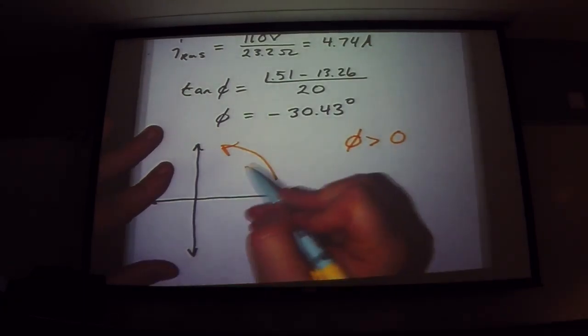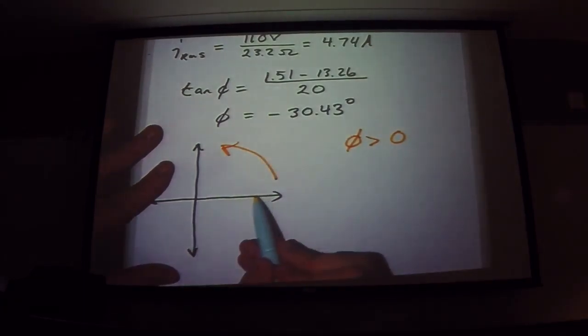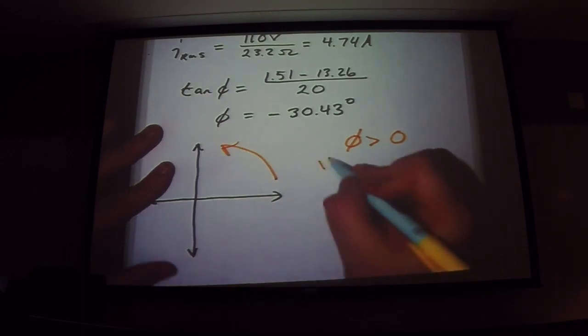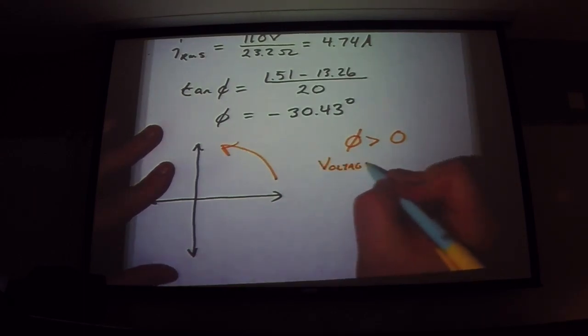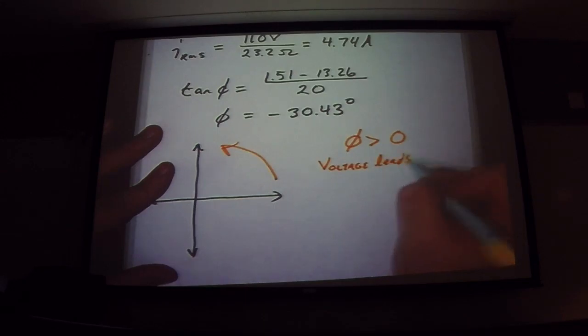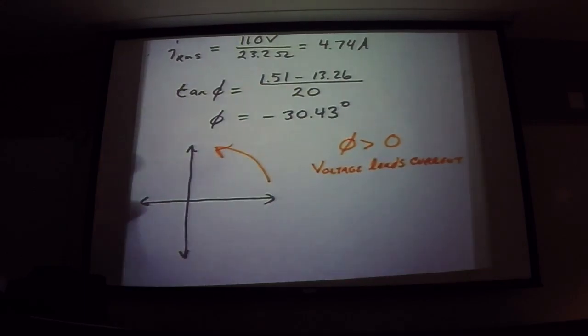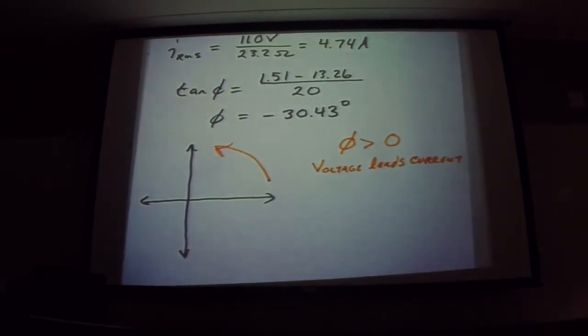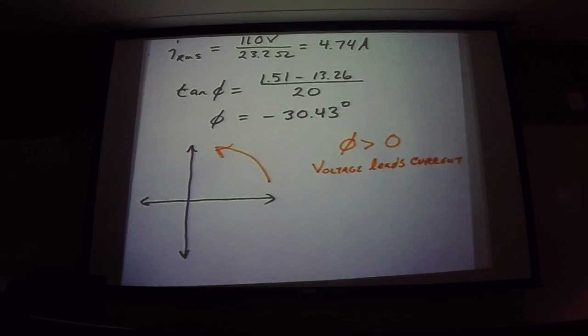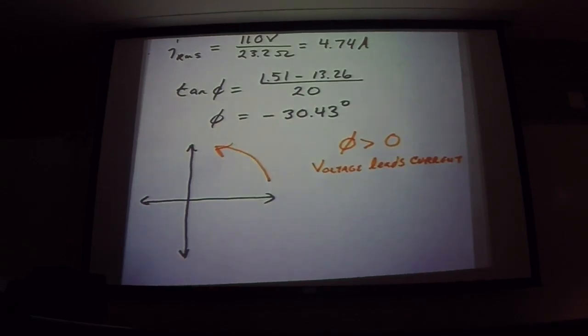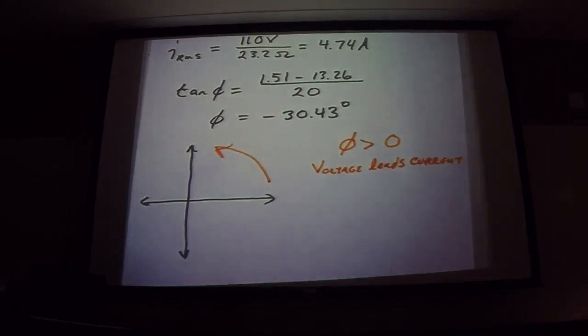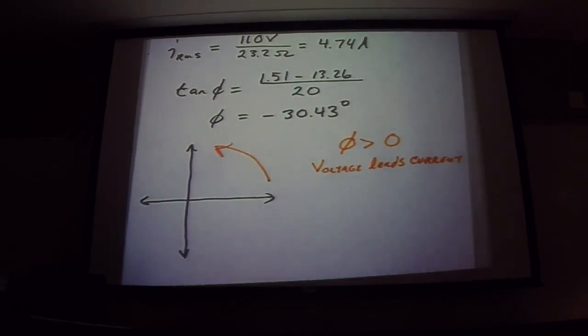The voltage would be in here, the current is here. So we would say that the voltage leads the current. In other words, the voltage is ahead of the current. The voltage will peak first, then the current peaks. If I looked at the two waves of the voltage and the current, the voltage is going to peak first, then the current.